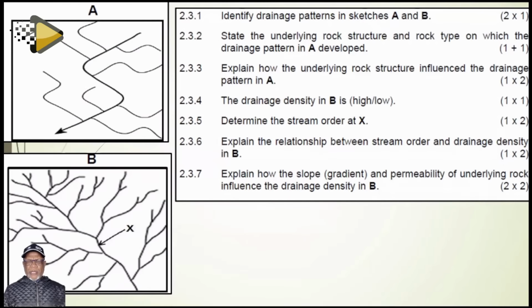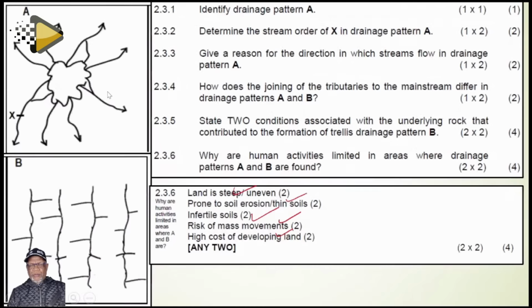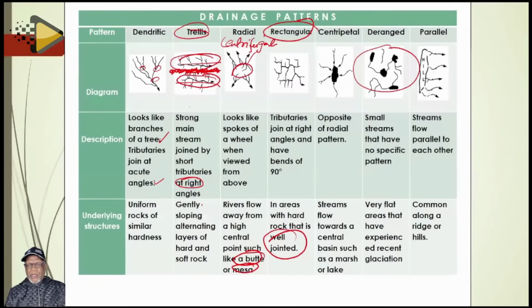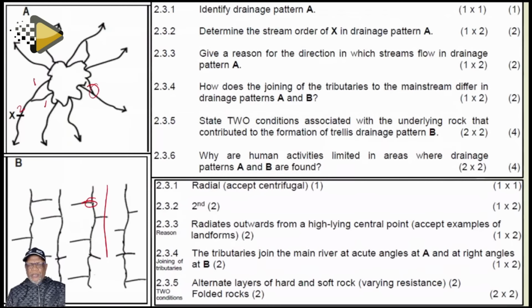Now, let's look at two other drainage patterns there. Identify the drainage pattern in sketch A and B. You can see the mainstreams are bending there at 90 degrees, which means this one will be rectangular. And this one looks like the same one as the first one that we were looking at, which is the dendritic pattern.